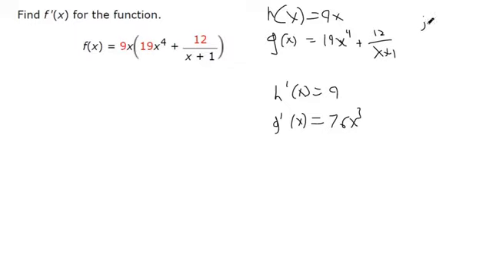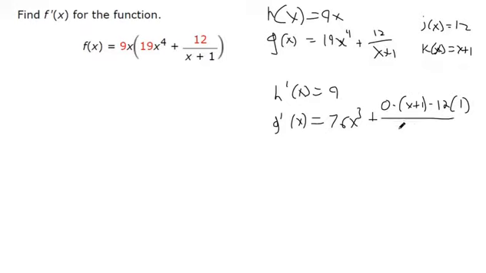Let's make up some different letters. Let's let j of x be 12, and then k of x be x plus 1. Then you've got the quotient rule happening because it's j of x over k of x. So if you want the derivative, it's going to be the derivative of the top function, and the rate of change of a constant is 0, right? Times the bottom function kept the same, minus the top function kept the same, times the derivative of the bottom function. The derivative of that bottom function is just 1. That's all over the bottom function squared.